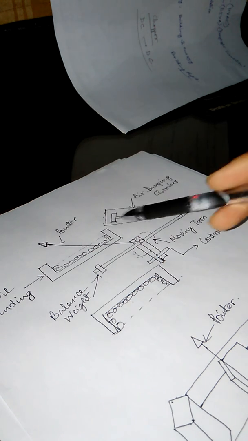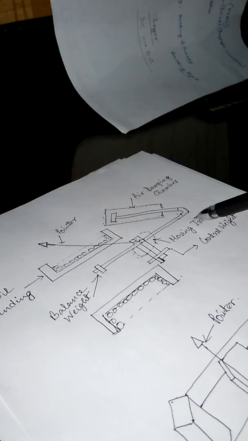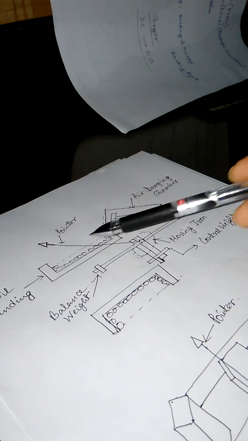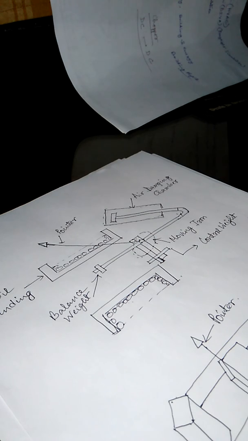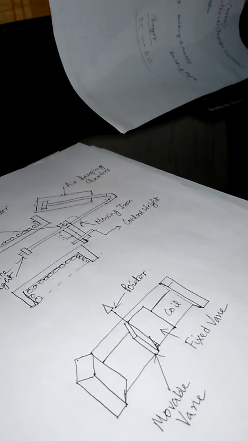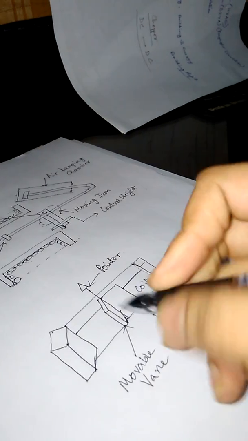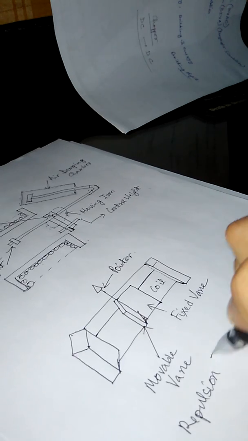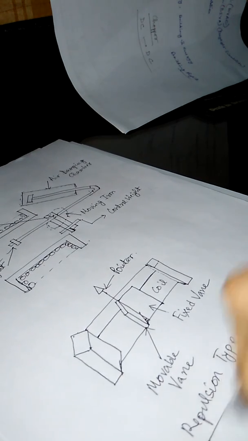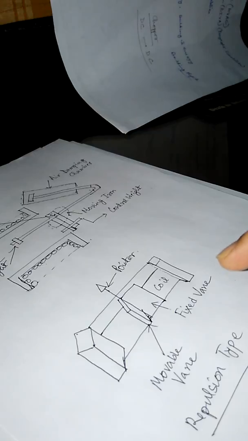Now this is the construction of the attraction type moving iron instrument. Here the attraction goes between the magnetic coil and the moving iron. Now another type is called repulsion type. The next diagram is called repulsion type. That means in repulsion type there is a repulsive force at work.